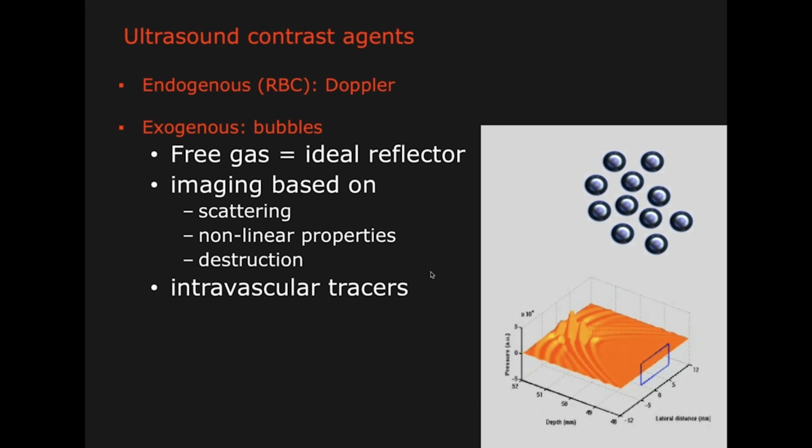And what is, of course, the best reflector in fluid is gas. So what we can do is we can make little gas bubbles. And if we put these gas bubbles into the bloodstream, these gas bubbles would reflect a lot of ultrasound, and we would actually see this much better.